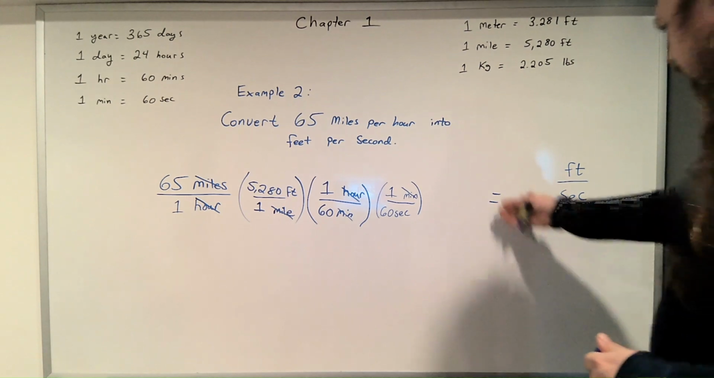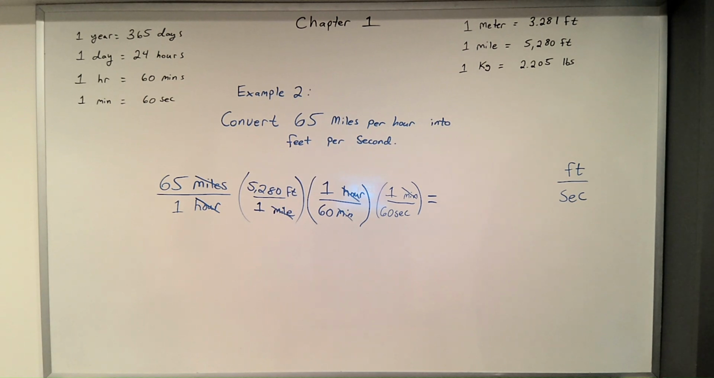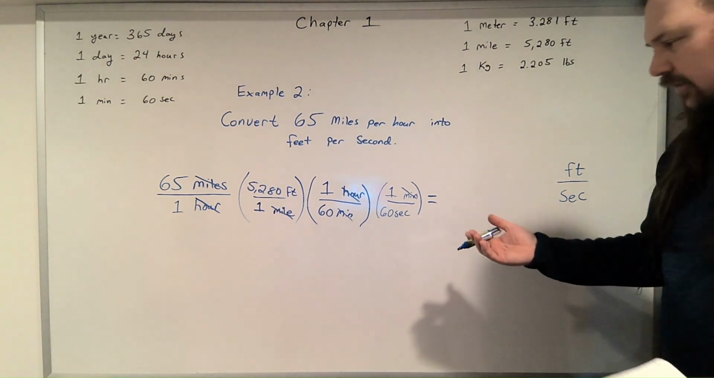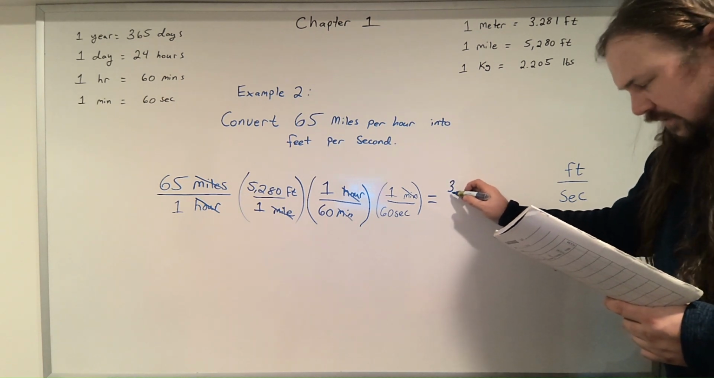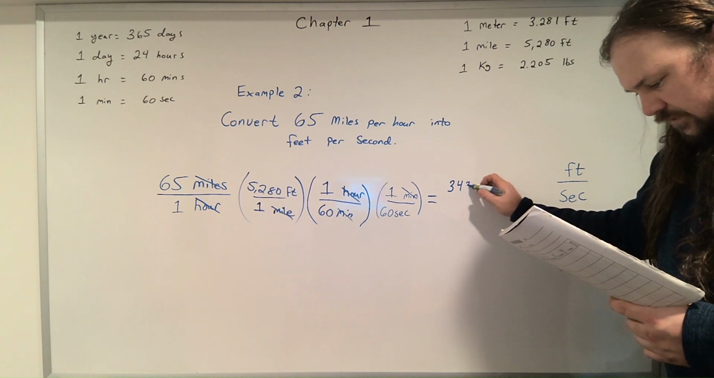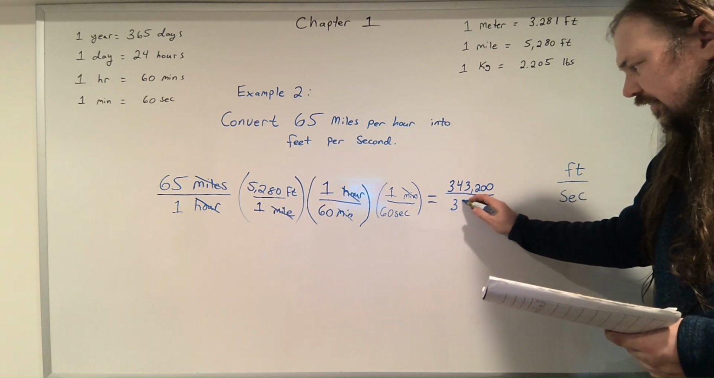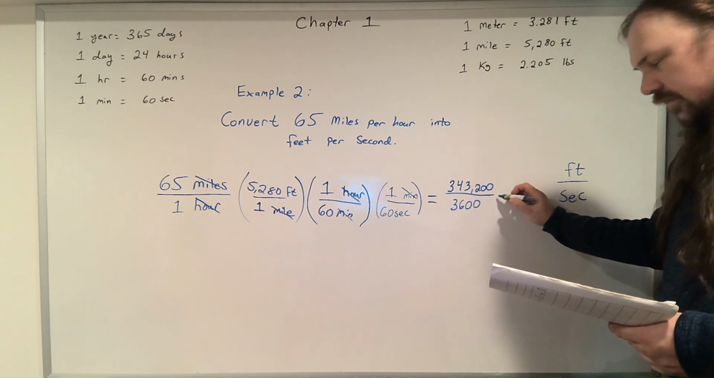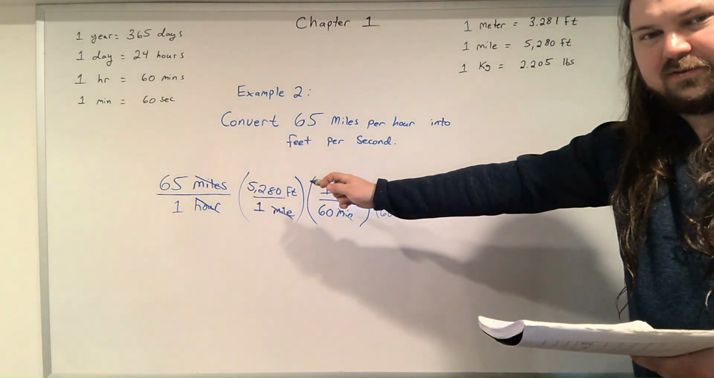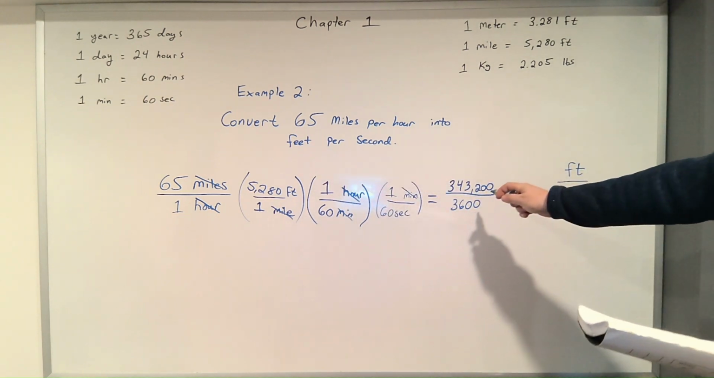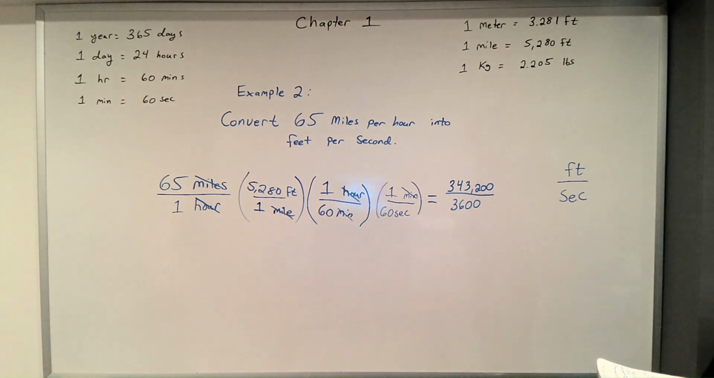Okay. Now, if I do this out, what are we going to get? Well, you can stop here. You can punch it into your calculator if you want. Catch up and see if you did it correctly. But we should get around 343,200 feet for every 3,600 seconds. Okay, so that's 65 times 5,280 times 1 times 1 gets us here. 1 times 1 times 60 times 60 gets us 3,600.